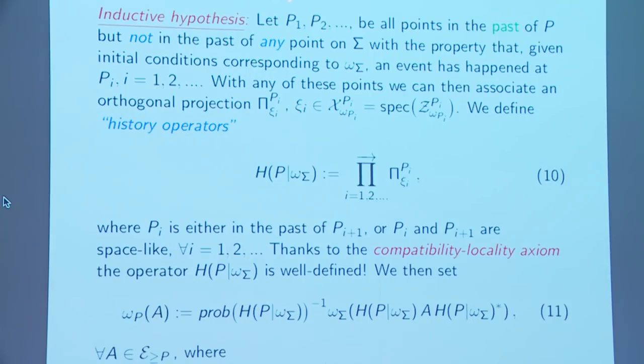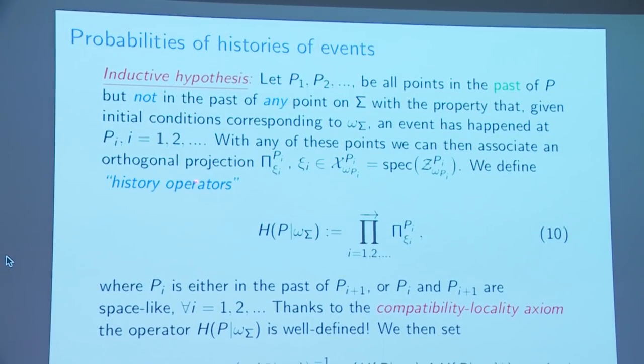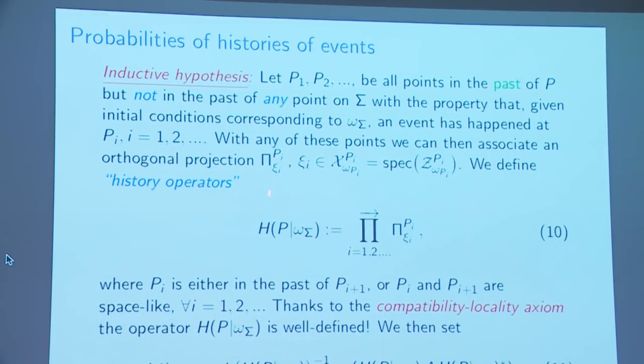Here is an inductive hypothesis. P1, P2, etc. are all the points in the past of the point P, but not in the past of any point on the initial condition surface sigma. With any of these points, we can associate an orthogonal projection, pi super pi sub xi i, where xi i is in the spectrum of the center Z super pi sub omega pi. And this projection actually represents the event that happened in the point pi or its future. We define so-called history operators. History operators are ordered products of these projections. Now we have to make sure that this ordered product is well defined.